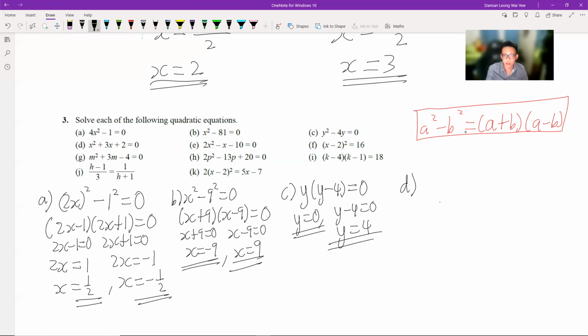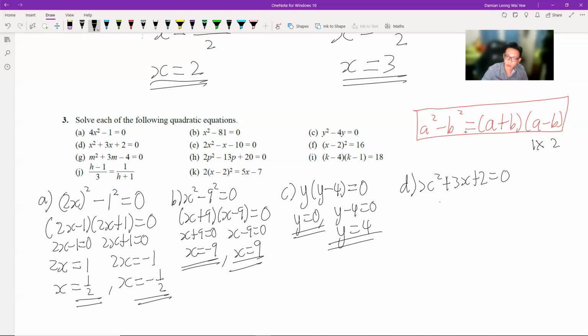Now part D. x squared plus 3x plus 2 equals 0. Okay, if there is no number in front of your unknown squared, it's very simple to factorize it. What we do is find the factors of this number. 2 is basically 1 times 2. That's the only way to get 2.